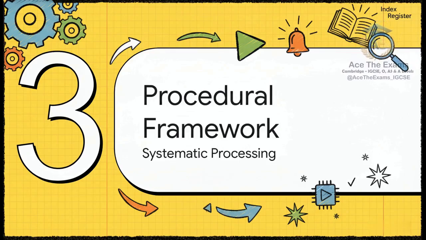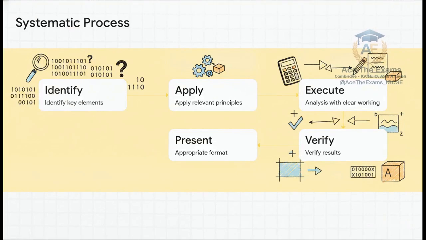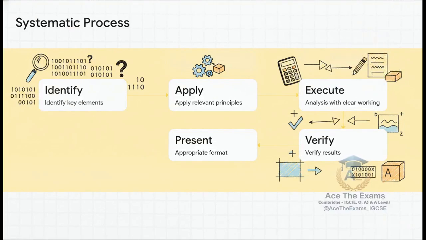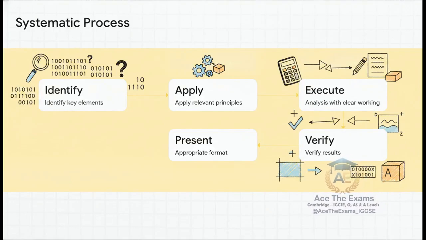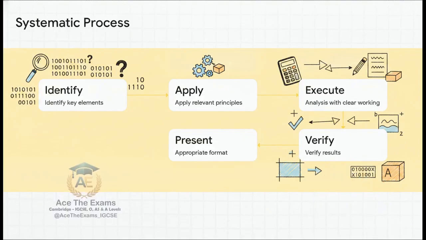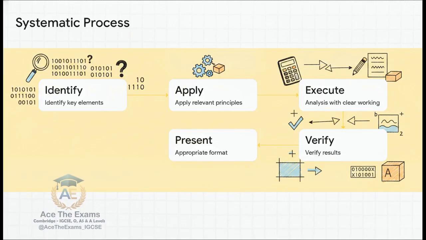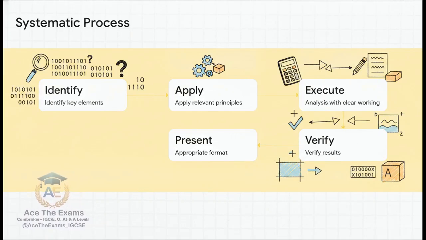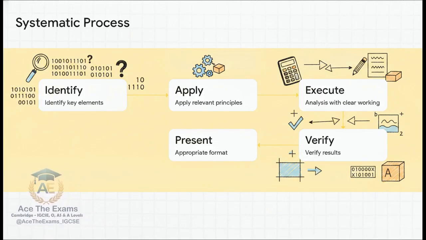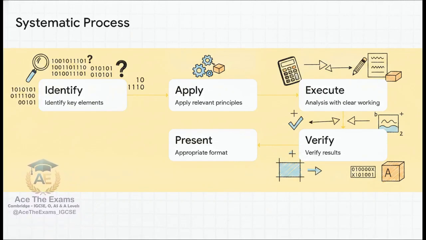All right, let's look at this framework. Here is the exact 5-step methodology that examiners desperately want to see when you tackle complex past paper problems. Step 1, identify key elements. Look at the prompt. What is the base address? What value is currently sitting in the IX register? Write them down. Step 2, apply relevant principles. Are we definitely doing indexed addressing here? Confirm the instruction set. Step 3, execute analysis with clear working.